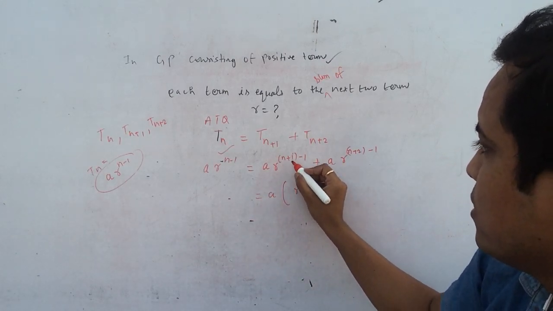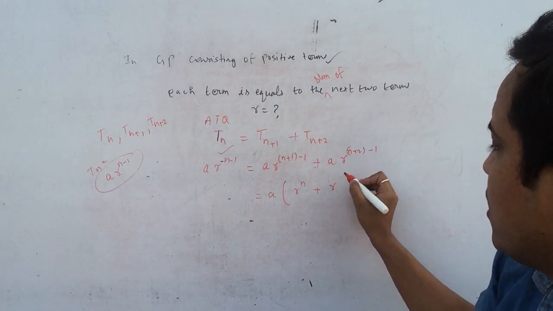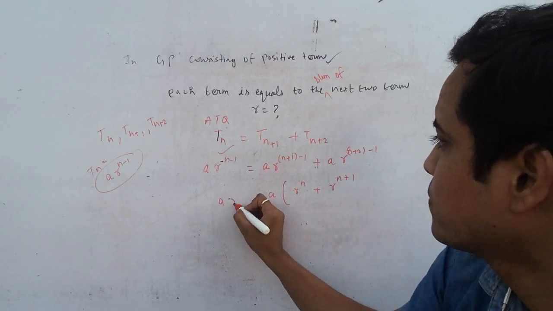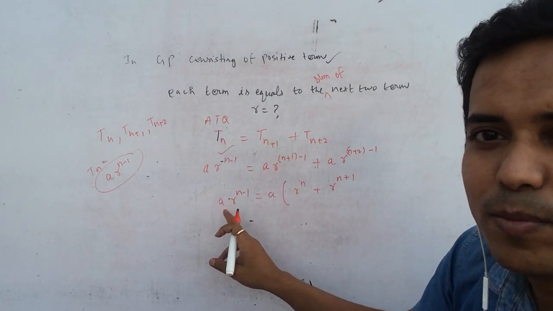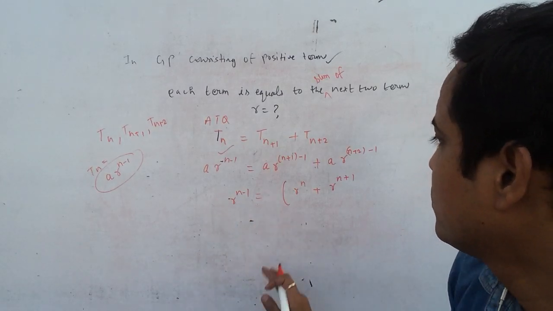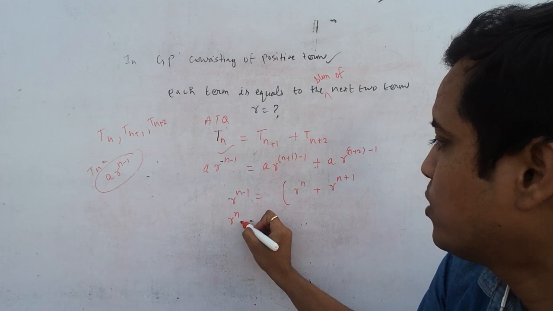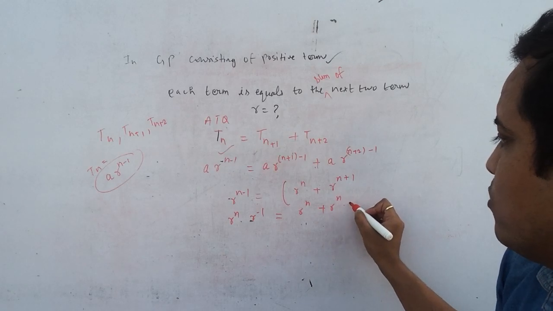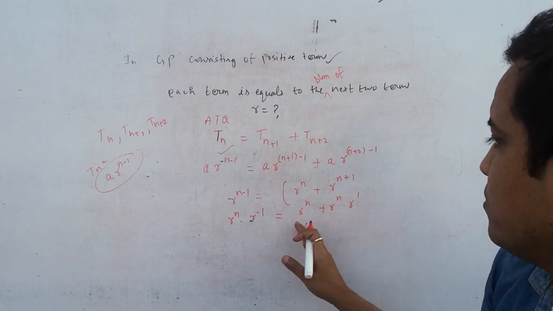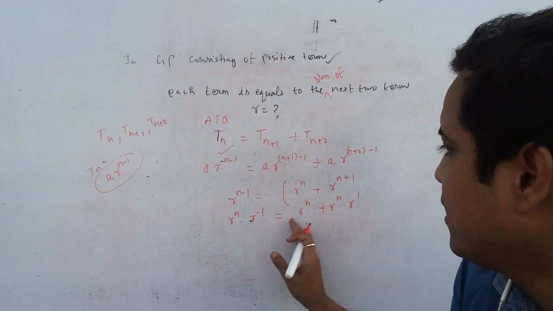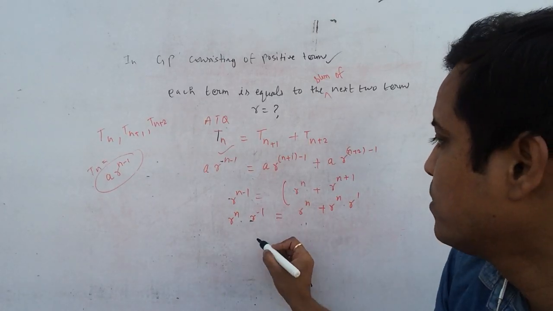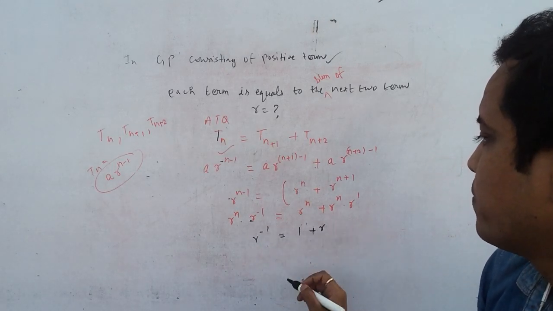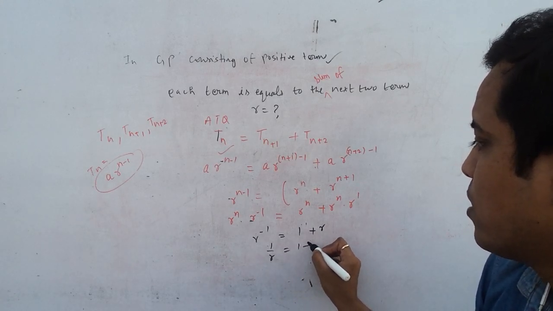So you get here a r raised to power n plus a r raised to power n plus 2 minus 1, n plus 1. So a would be cancelled out. So here we have r raised to power n, r raised to power minus 1. You can split like this, and when you take out common r raised to power n, then r raised to power n would also be cancelled out. So you will get here r raised to power minus 1 equal to 1 plus r. That means 1 by r equal to 1 plus r.